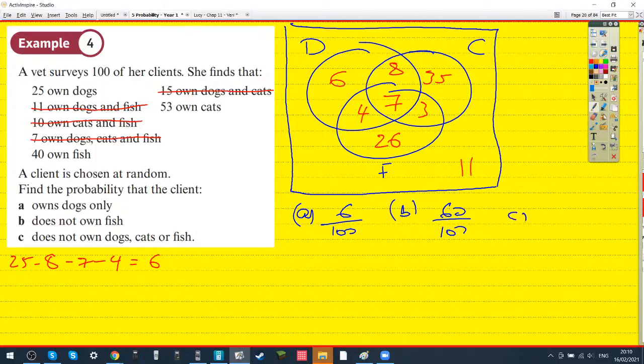And C. Would it just be 11 out of 100? I believe so.